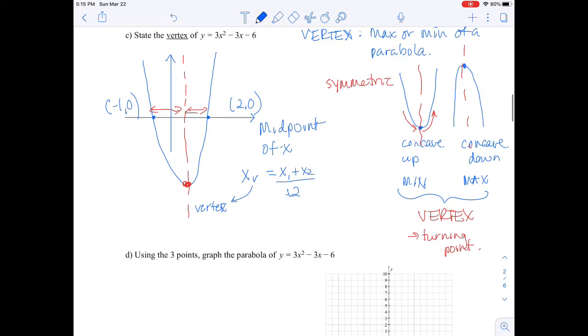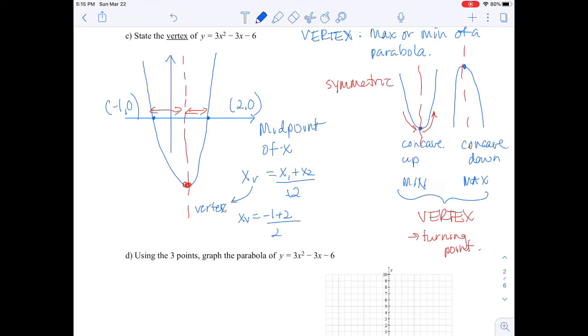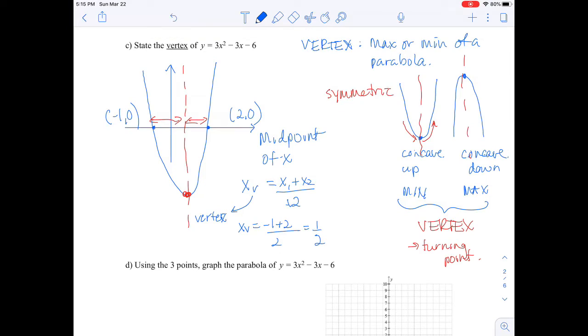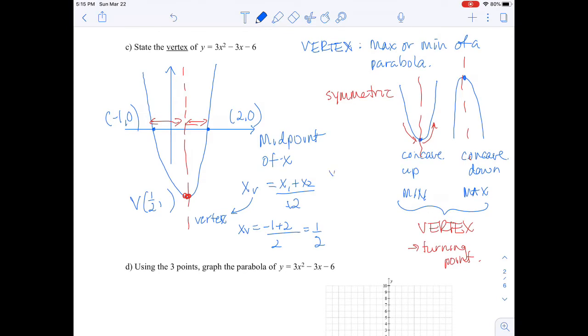Okay, so in this case, xv equals -1 plus 2 divided by 2. It's kind of an ugly number. It's 1/2, but that's okay. We can work with that. So as you can imagine, our vertex actually needs 2 coordinates. So I know that the x value is 1/2, and the way I find the y value of my vertex is just by subbing it in to the equation that I'm given, so right here. So it's 3xv squared minus 3xv minus 6.